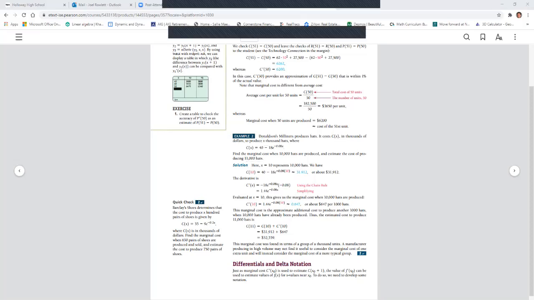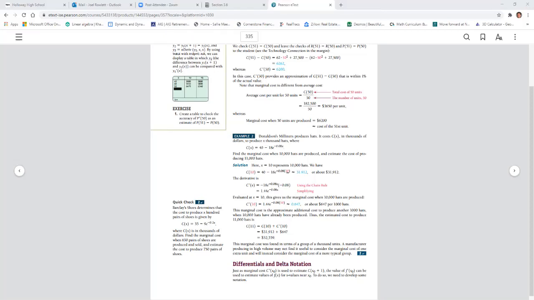Well, here, x is going to equal 10. That represents 10,000 hats. So C of 10, all we have to do is go into the cost equation and plug 10 in. And we can see that it's going to cost about $31,912 because this is 31.912 thousands. Just multiply this number by 1,000. So that would be the cost of producing 10,000 hats.